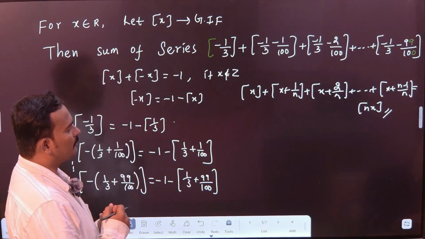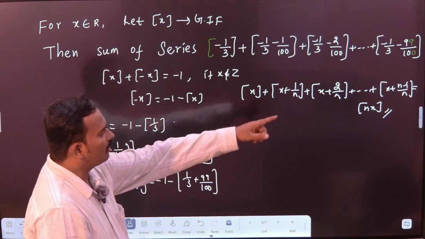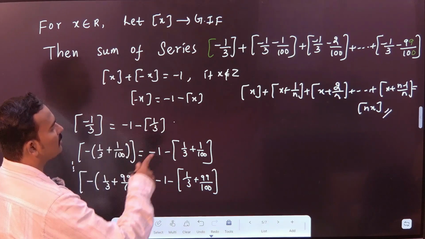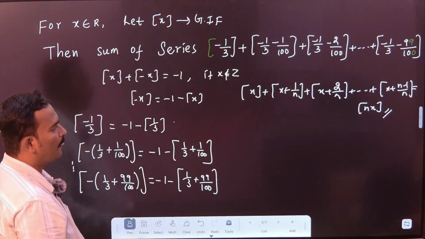Here what is n here? 100. 100 minus 1, it's 99 by 100. 99 by 100 is the last term. You can see here. Okay.